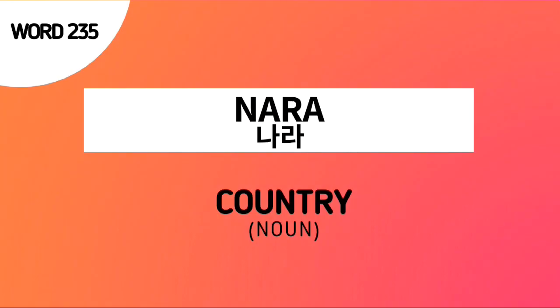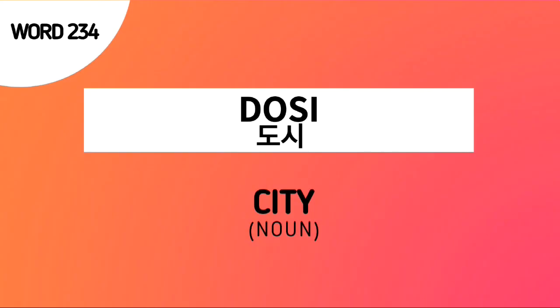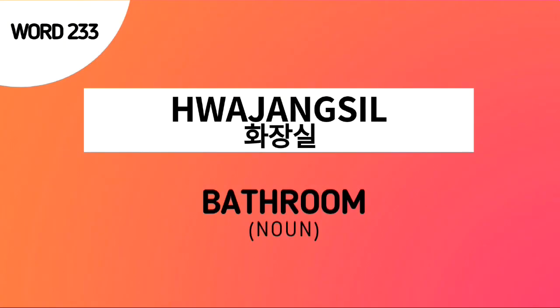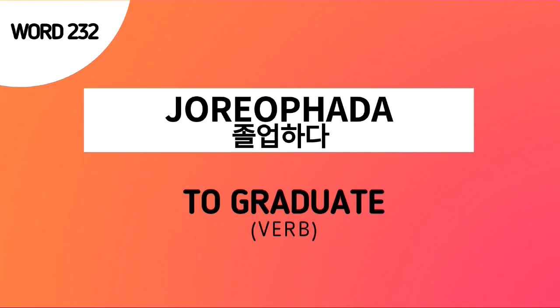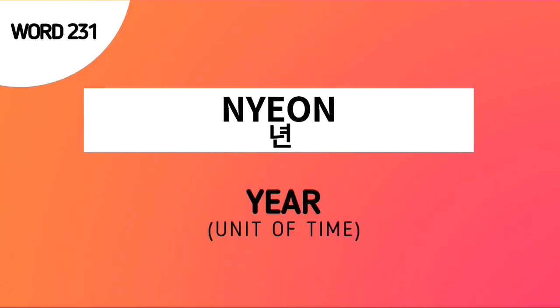Word number 235 is 나라, which means country. Word number 234 is 도시, which means city. Word number 233 is 화장실, which means bathroom. Word number 232 is 졸업하다, which means to graduate. Word number 231 is 년, which means year.